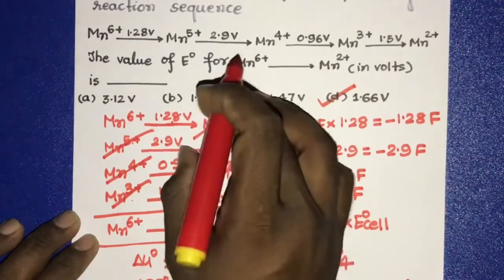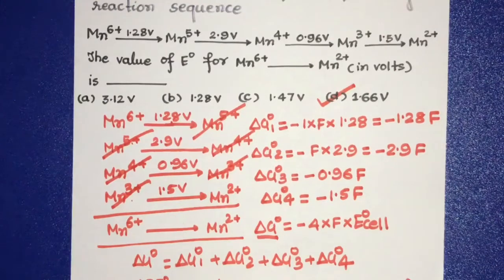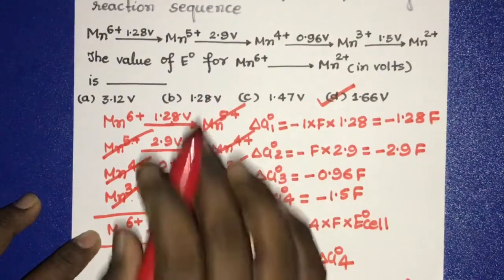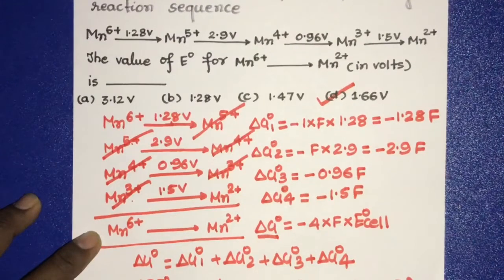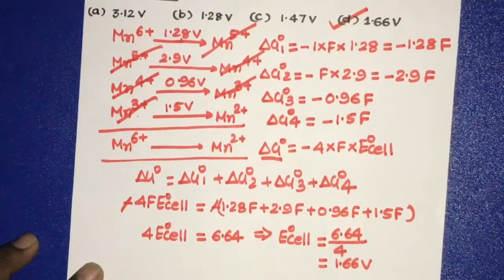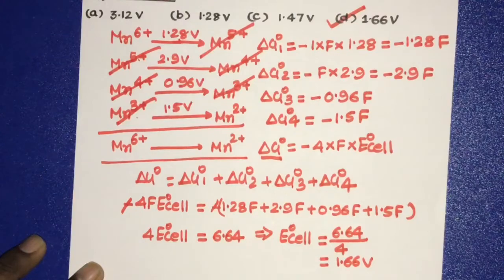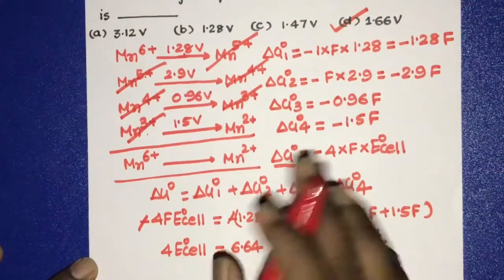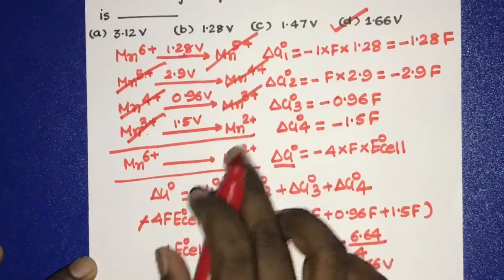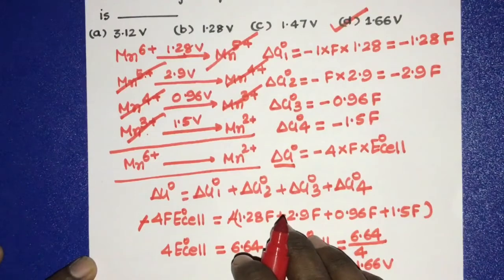Okay, so we can't add the E naught cell of these 4 reactions. We have to add delta G naught, because E naught cell is not an extensive property, it is intensive. So we can't add intensive properties, they are not additive in nature. So finally, for the half cell reaction going from plus 6 oxidation state to plus 2, the E naught cell is 1.66 volt, that is positive. It means that this reaction is spontaneous in the forward direction, or it is a feasible reaction. Thank you very much.